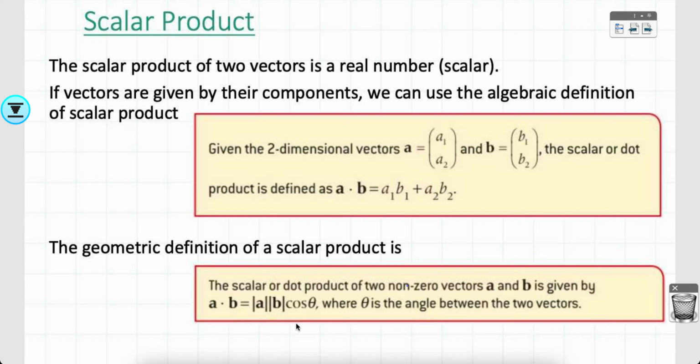Now, there is a geometric definition as well, and this becomes useful in case you do not have the component form of your vector, so you don't have these components. So if I have two non-zero vectors a and b, then the scalar product can also be defined as taking the magnitude of a and b and the cos of the angle between the two vectors. So this is what we do.